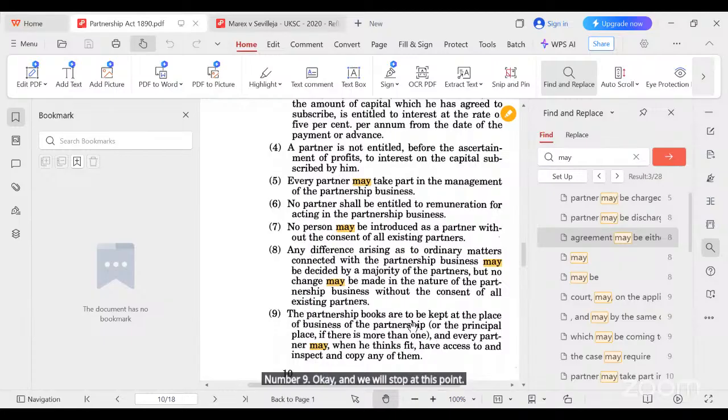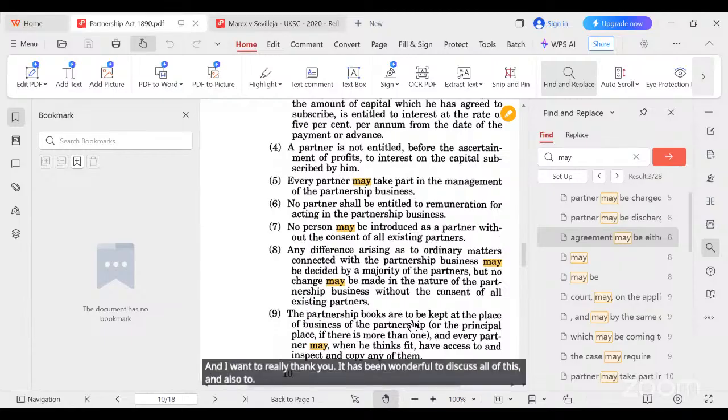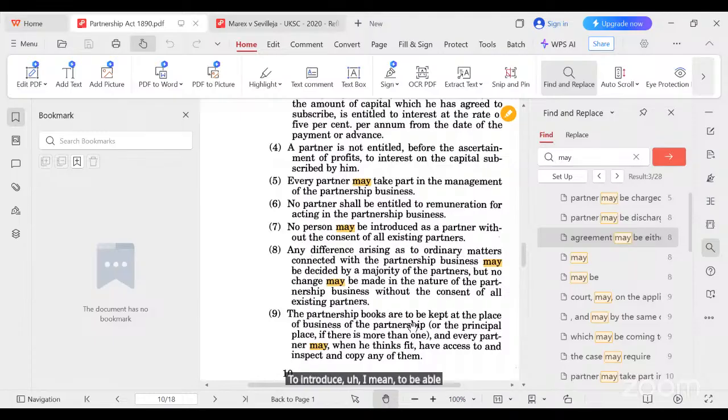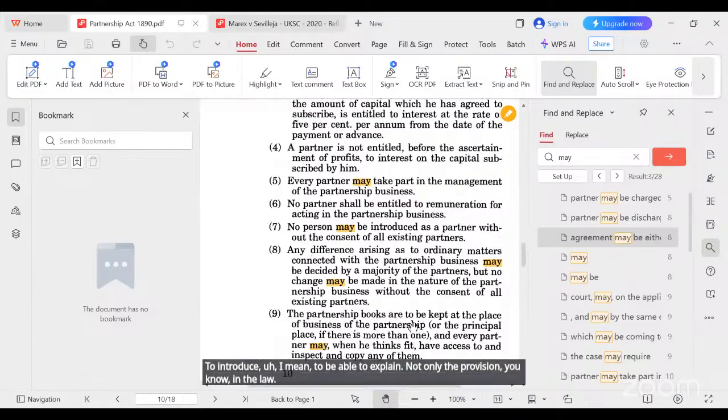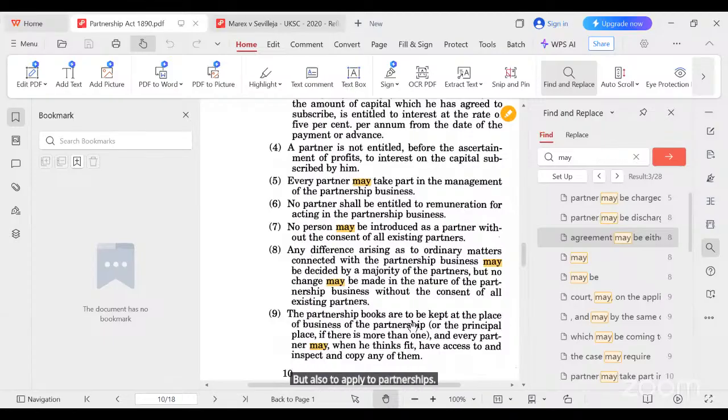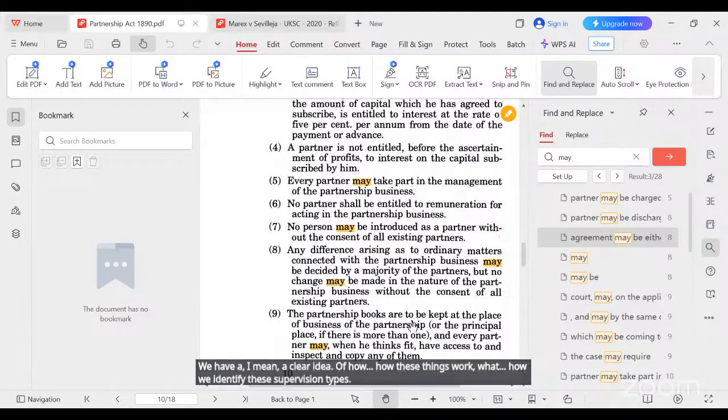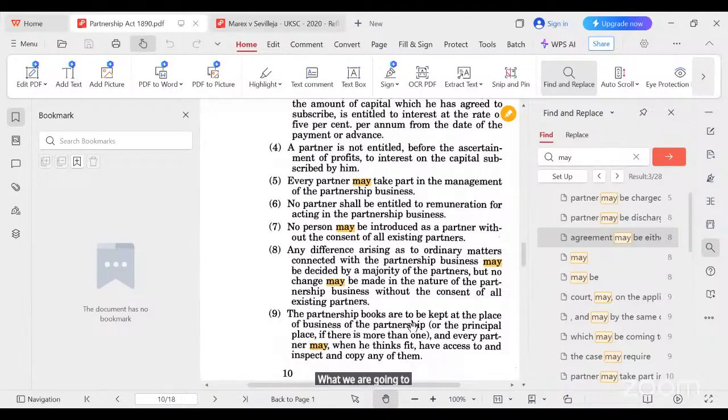And I want to really thank you. It has been wonderful to discuss all of this, and also to be able to explain not only the provision in the law, but also to apply it to partnership business. And now we have a clear idea of how these things work, how we identify these provision types, and what we are going to use them for.